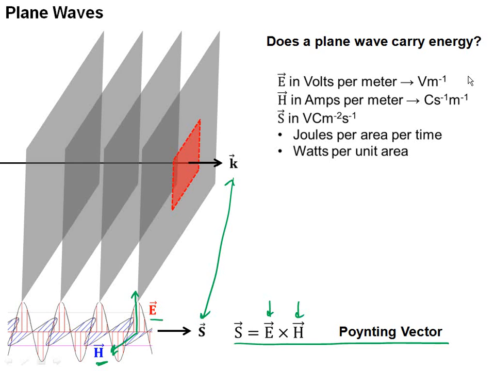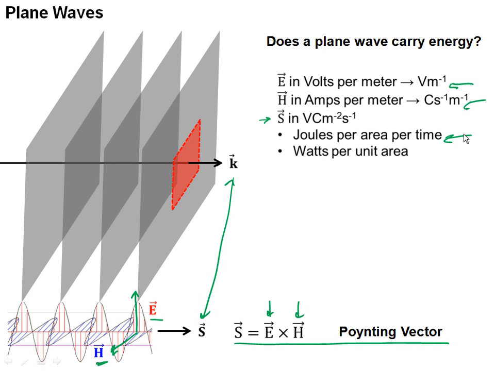And that's pretty easy to figure out because we know the electric field is given in volts per meter right here. So you have volts per meter. We know the magnetic field is given in amps per meter, and we can write this because we know an amp is an amount of charge per second, or coulombs per second per meter. And so if we just multiply E and H, we see that the Poynting vector is going to be given in volts coulomb per unit area, that's per meter squared per second. And in other words, we get the amount of energy, joules per area per time, or the amount of power in watts per unit area.